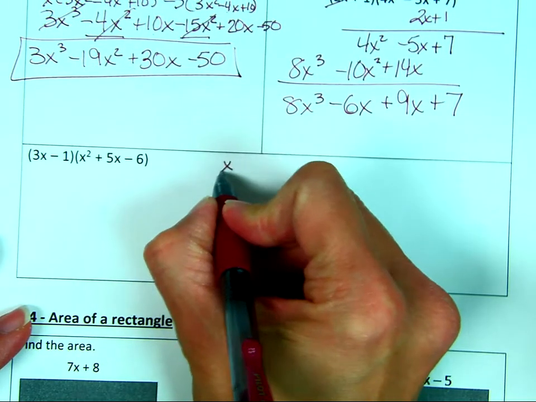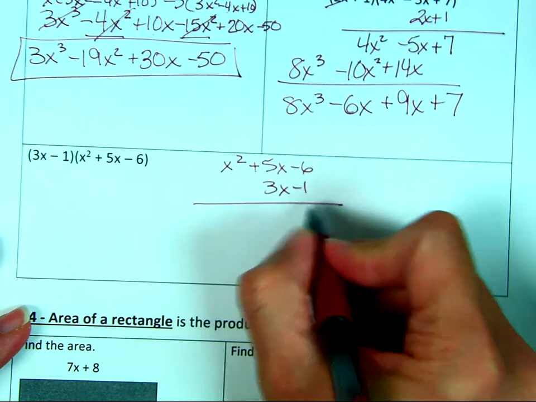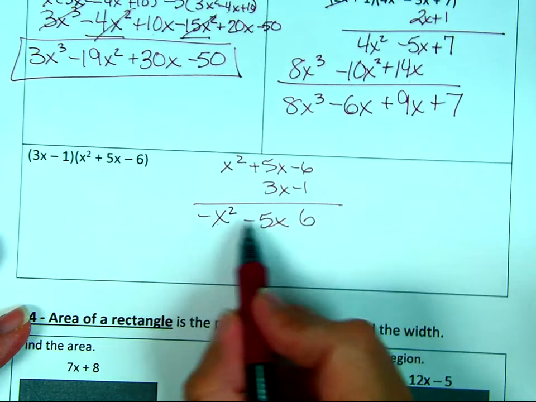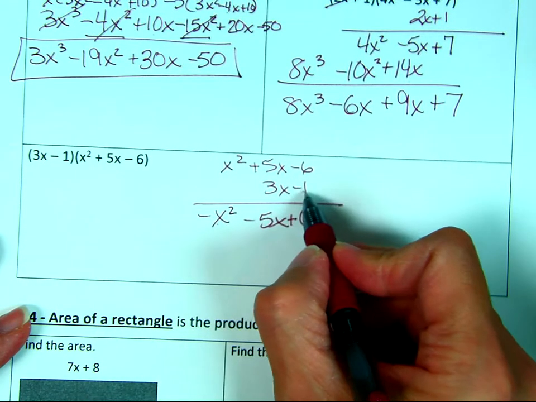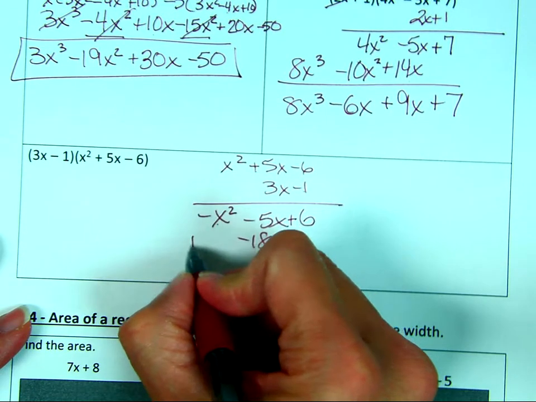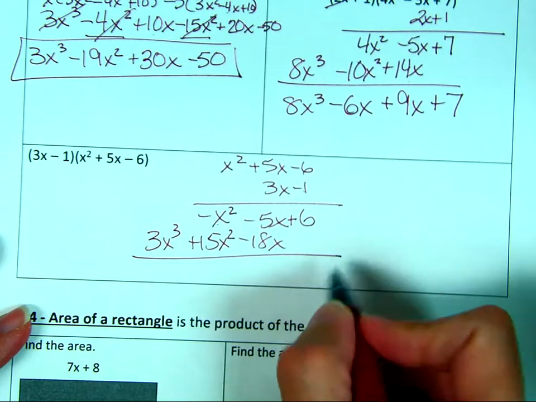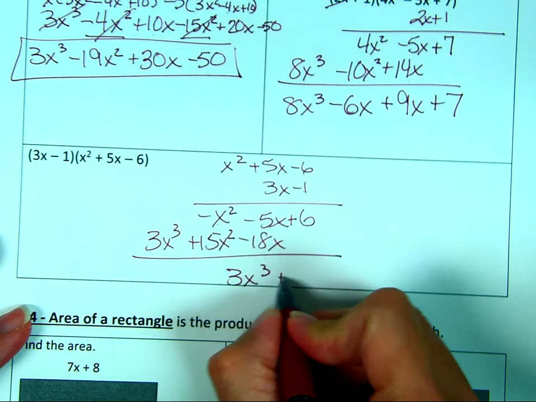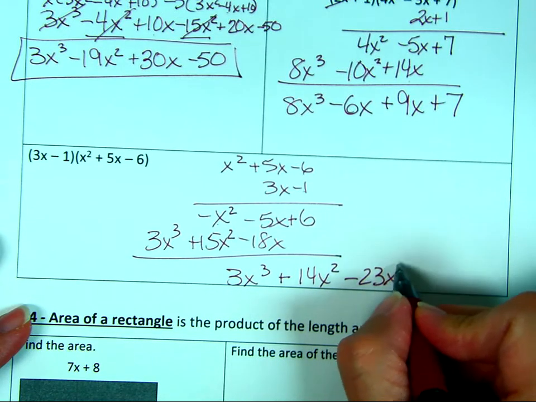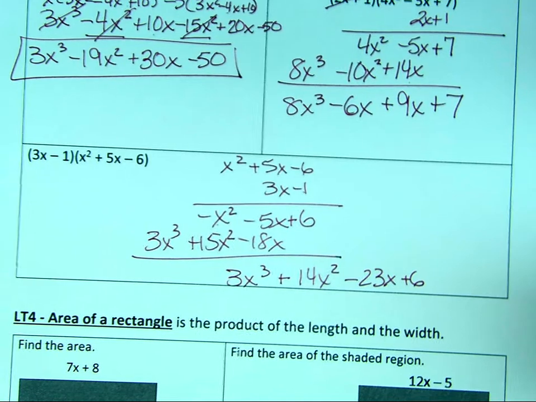I would say x squared plus 5x minus 6 times 3x minus 1, so I get 6 minus 5x minus x squared. Notice that everything changed signs because I was multiplying this time by a negative 1. And then here I get negative 18x, positive 15x squared, and 3x cubed. And when I combine everything, I get 3x cubed plus 14x squared minus 23x plus 6. Yeah, so either way works, and now the fun stuff.